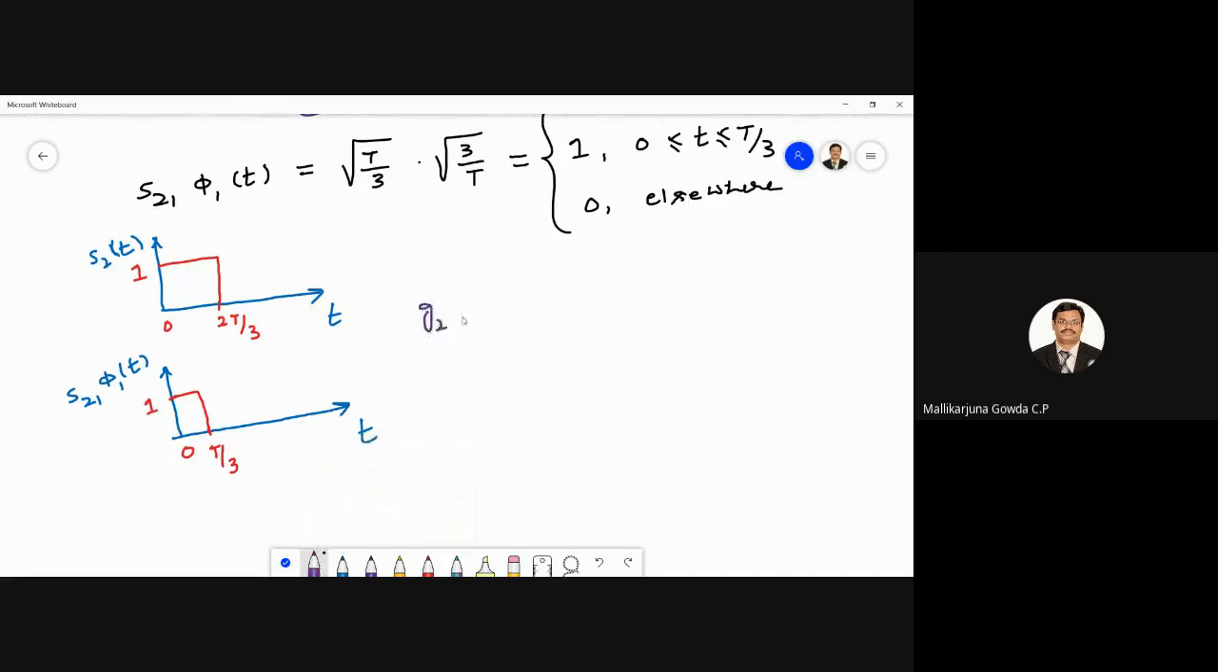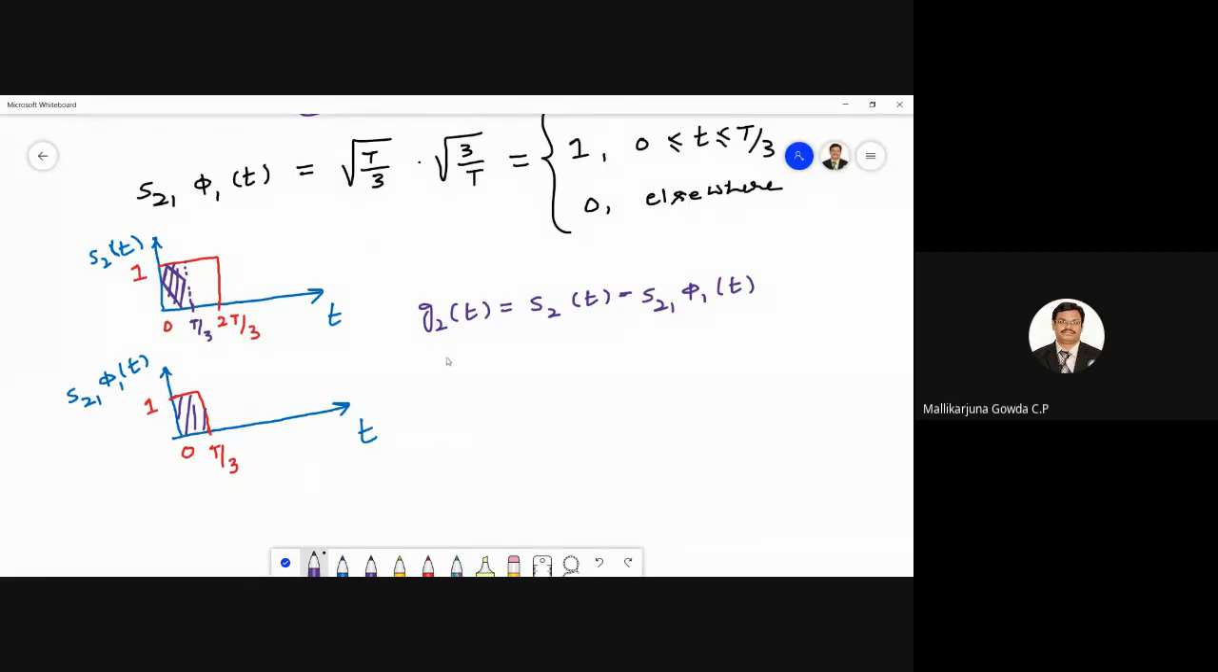So G2 of t will be equal to what I said. It is S2 of t minus S21 pi 1 of t, right? So now I wrote what is S2 of t and what is S21 pi 1 of t. Hope you're understanding what I'm doing. See, if you subtract these two, what do I get? If I take this as t by 3, till this portion it is common. So from 0 to t by 3, S2 of t is also 1 and S21 pi 1 of t is also 1. But from t by 3 to 2t by 3, the value of S2 of t is 1, but the value of S21 pi 1 of t is 0.